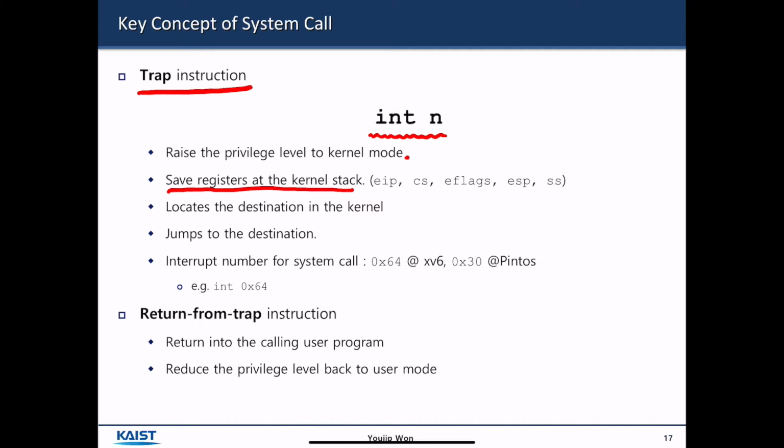The interrupt number for the system call is 0x64 in the toy operating system x86 and 0x30 in Pintos. So when you need to trigger the system call in the x86 operating system, you call int 0x64. The return from trap instruction returns to the caller of the interrupt handling program. It reduces the privilege level back to the user mode.